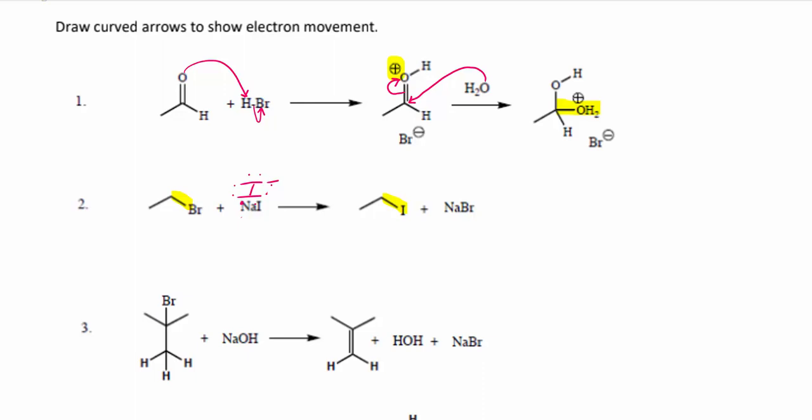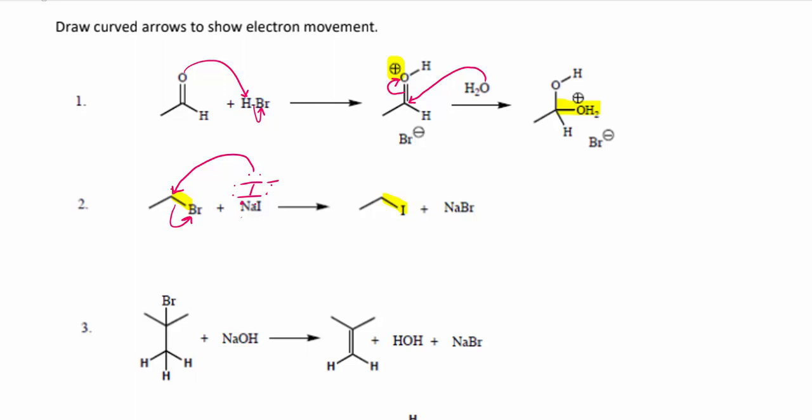That means we have a substitution reaction, and the iodine is acting as a nucleophile and it's coming towards this carbon, which is acting as an electrophile, and then releasing the bromine as a bromide ion. The sodium is there to just balance the charges, to be a counter ion.